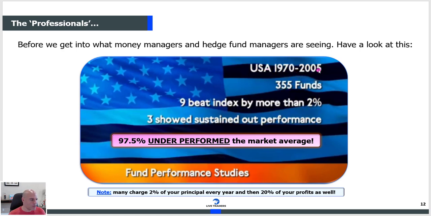From 1970 to 2005, there were 355 funds that lasted those 35 years. Only 9% beat the index by more than 2%. Only 9 out of 355. 97.5% of money managers and hedge fund managers underperformed the market over a 35-year period. You can't call that a statistical anomaly. It's not a 5-year period, it's a 35-year period.